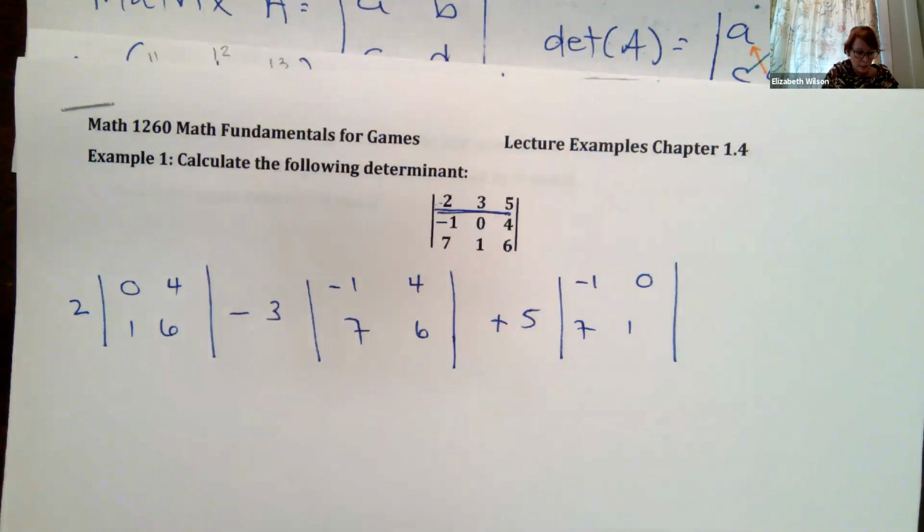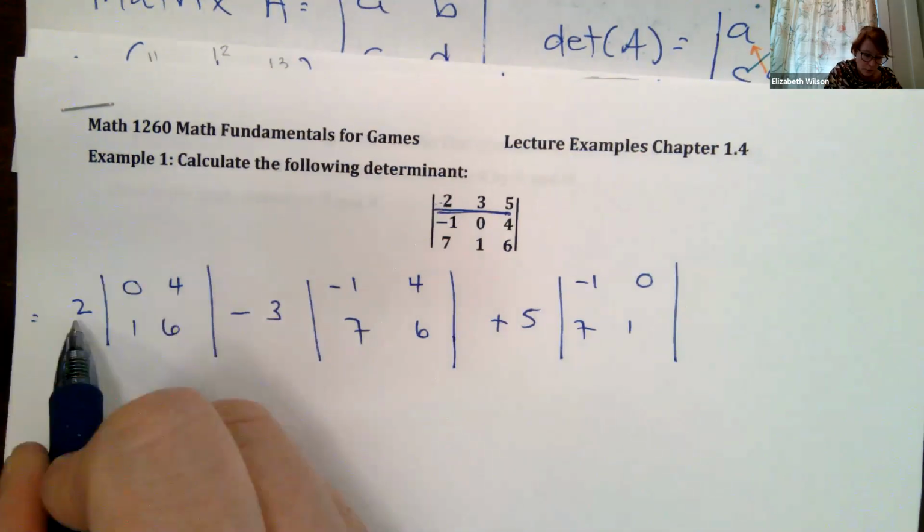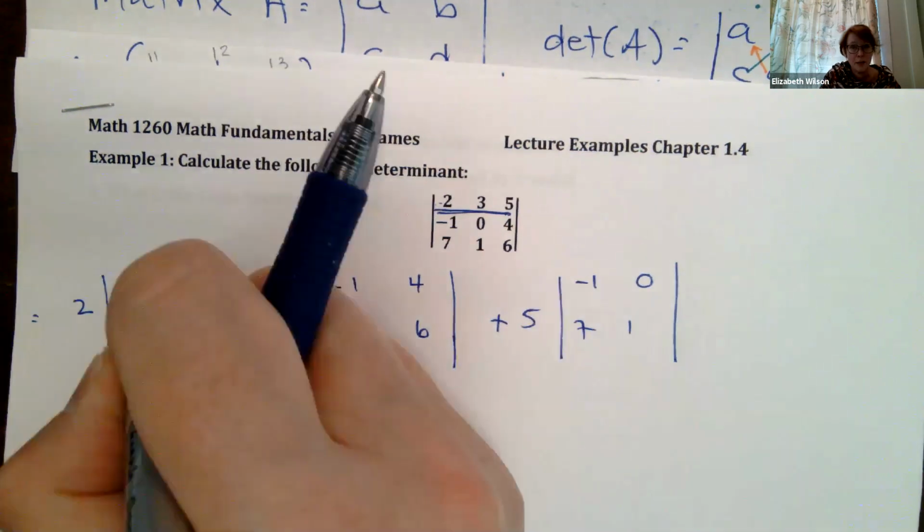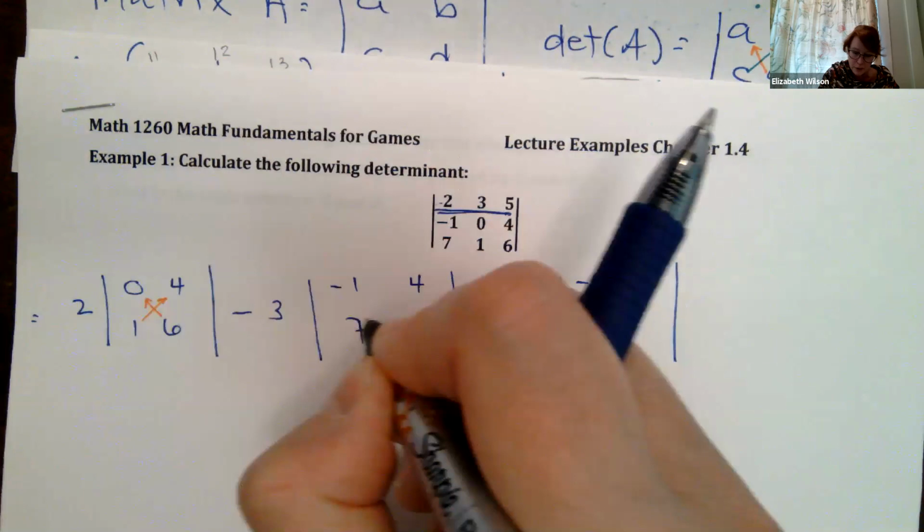Now I'm going to take the little mini determinants of what's inside here. So remember, we're going to multiply across on our diagonals. That's where our cross product comes from, right? We're crisscrossing our diagonals.